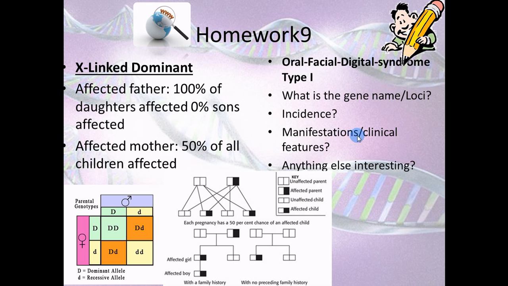You're going to look up the manifestations or the clinical features of the disorder. So what are the symptoms? What are the signs that this person has the disorder, outward signs? And then anything else you find that's interesting. So I put a little Punnett square here to help you figure out this part, and I put the pedigree here. These are the answers I'm looking for. This is for your own benefit, that these are the answers that you're looking for. All right? Go ahead and do that. So pause the tape, and I'll see you on the next video.